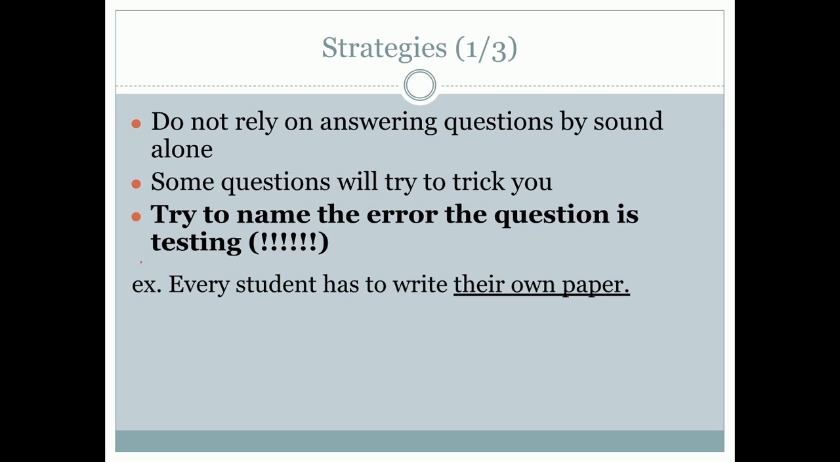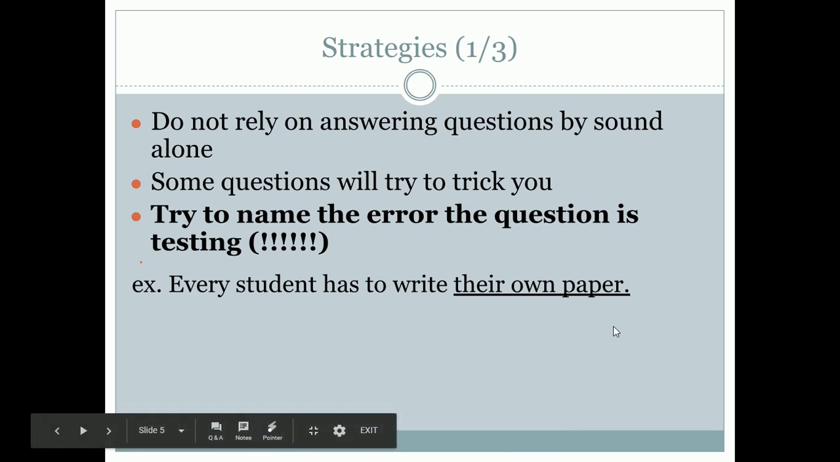This is a terrible strategy because the SAT will purposely ask things that sound correct but are actually not grammatically correct. So the right way to do this is to rigorously identify the grammatical rule that the question is testing and then figure out what works best based on the information we teach students.